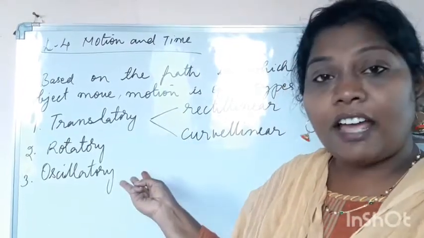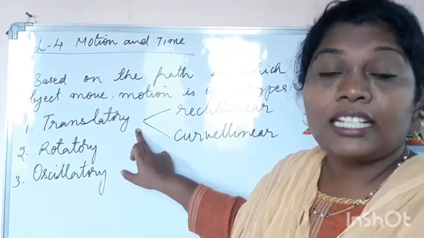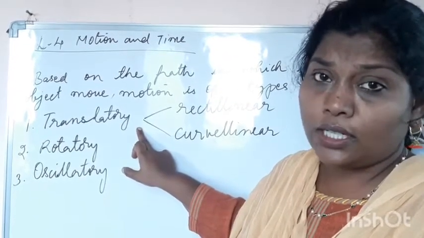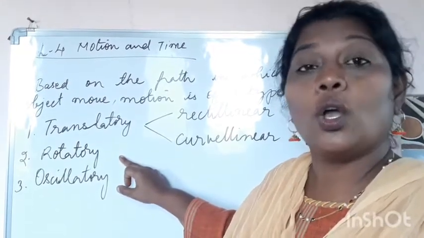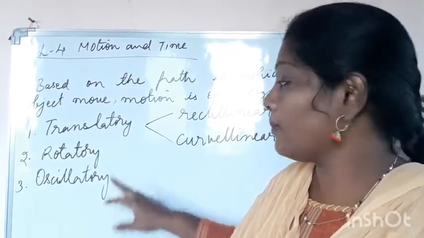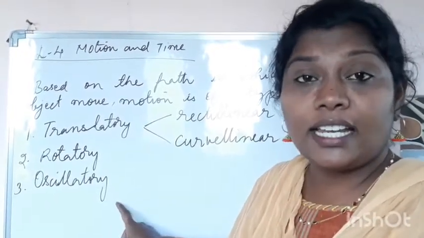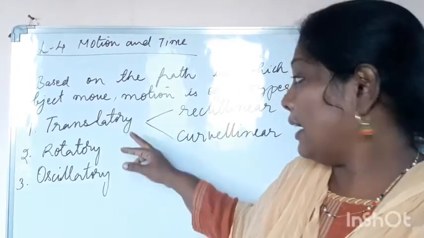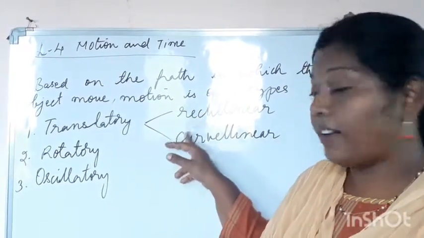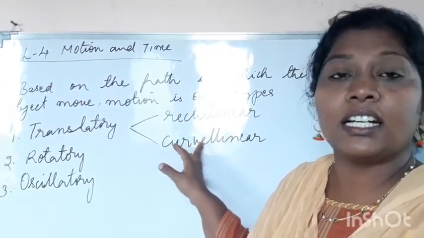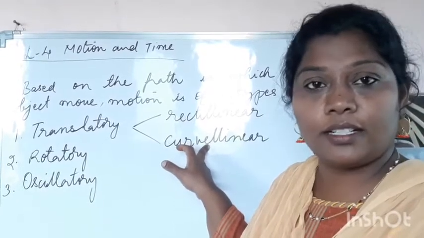So repeat it after me, children. Translatory motion, rotatory motion, oscillatory motion. Again, the translatory motion is divided into rectilinear and curvilinear. Okay, children.